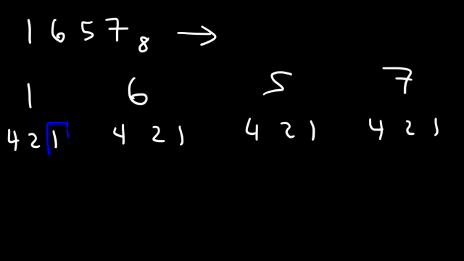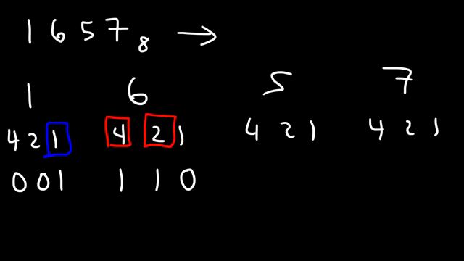So here we just have a 1. So this is going to be 0, 0, 1. 6 is the sum of 4 and 2. So let's replace 4 and 2 with a 1. 5 is the sum of 4 and 1. So let's replace the 4 and the 1 with a 1. And we didn't use the 2, so let's replace that with a 0.